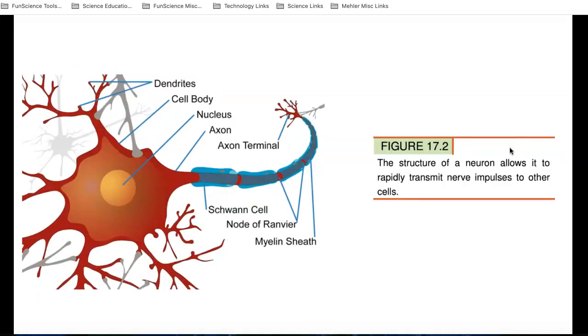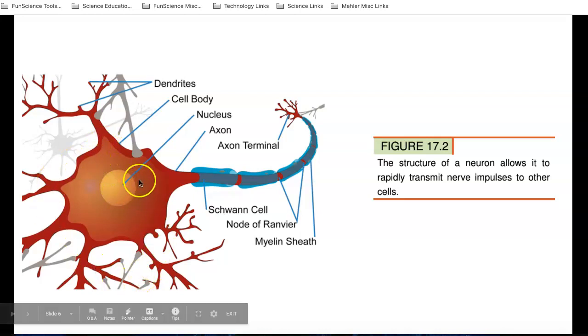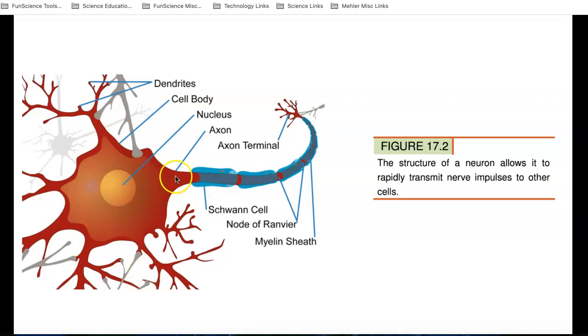This diagram we're going to see a number of times, and we're also going to see it in the quiz. It is a stylized version of a neuron or a nerve cell. This is the nucleus right here. This is the cell body over here. But starting here, the red part traveling through here is called the axon. And over here is the end, the axon terminal.